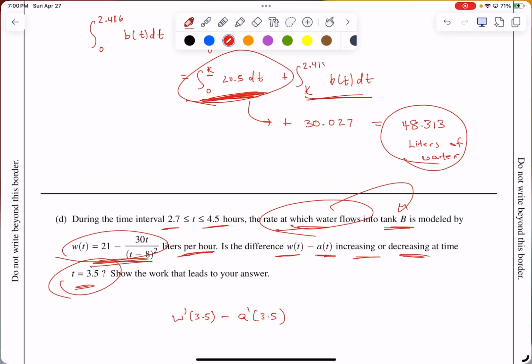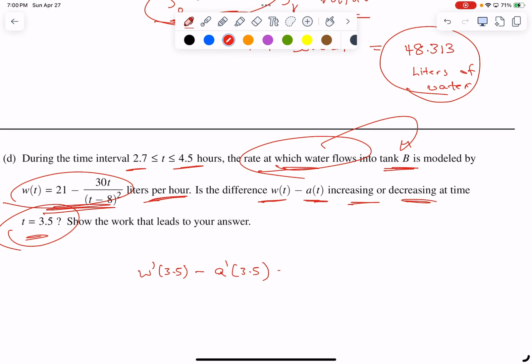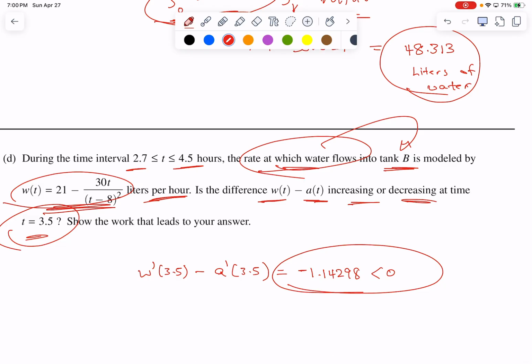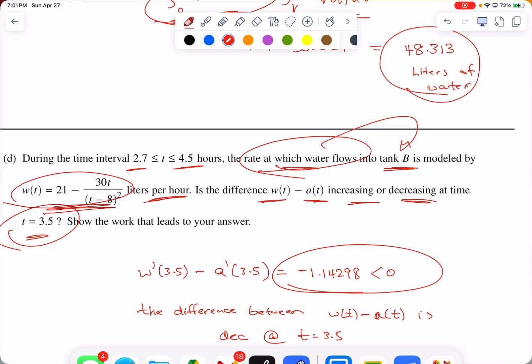But what did you guys get? Negative 1.14298, whatever. And is that greater than 0 or less than 0? Sign analysis is what somebody said. We just did a sign analysis. We figured out it's negative. And because it's negative, therefore it is what? So we'd say the difference between W of t minus A of t is decreasing at t equals 3.5.